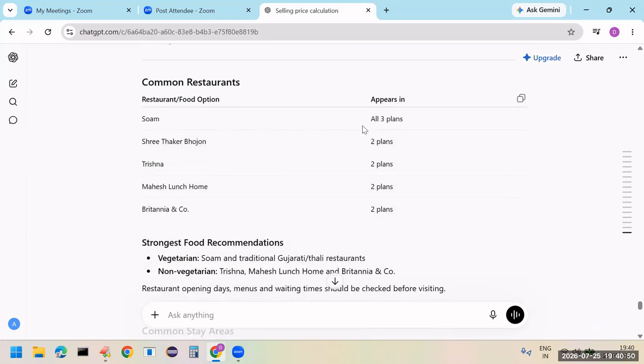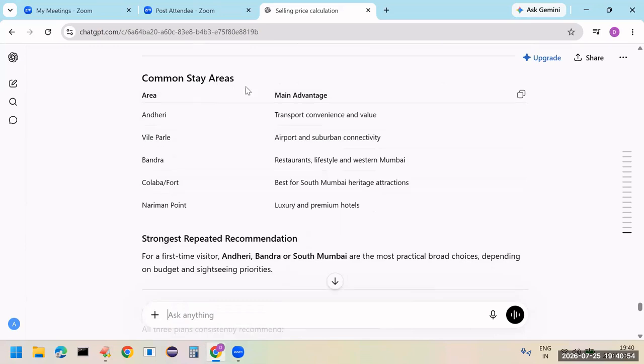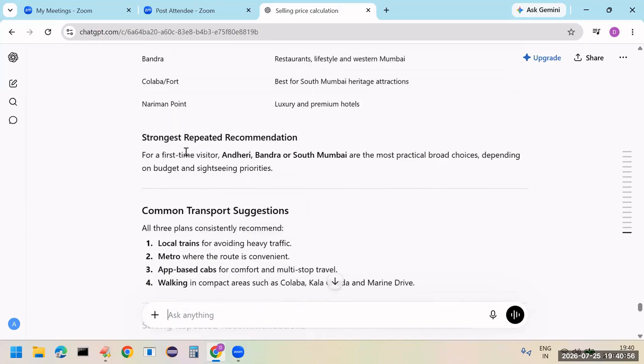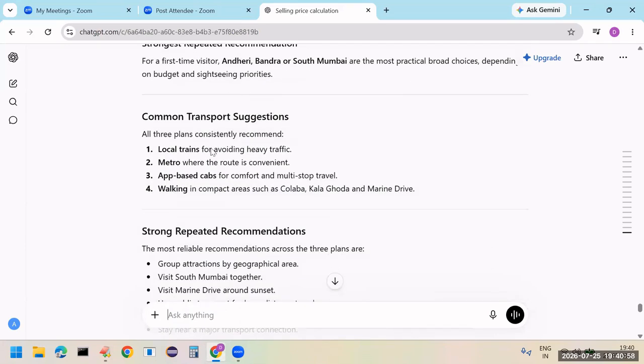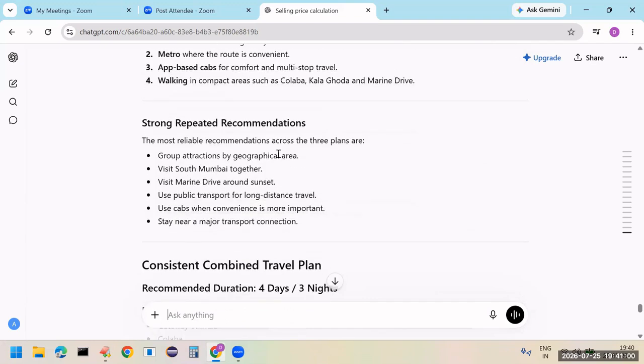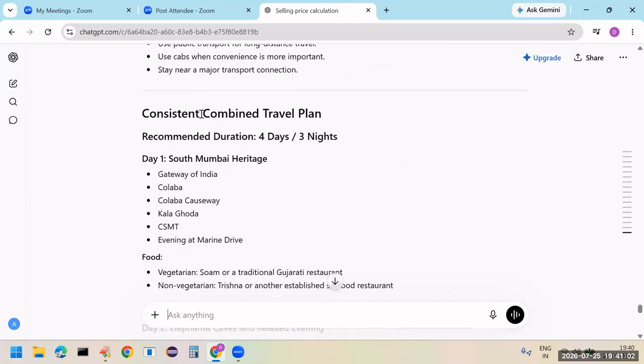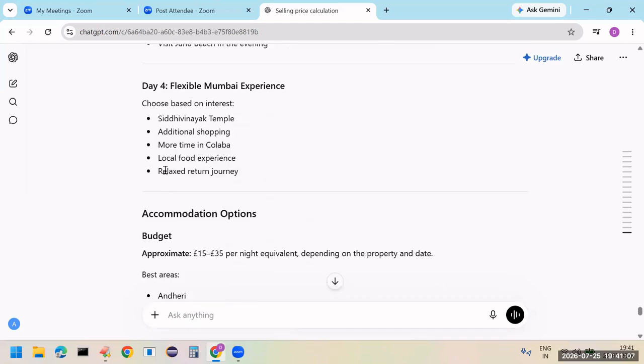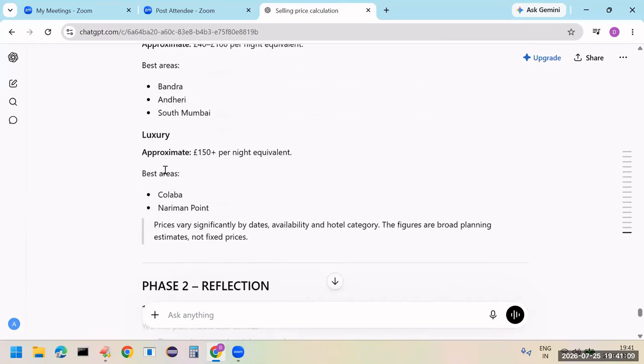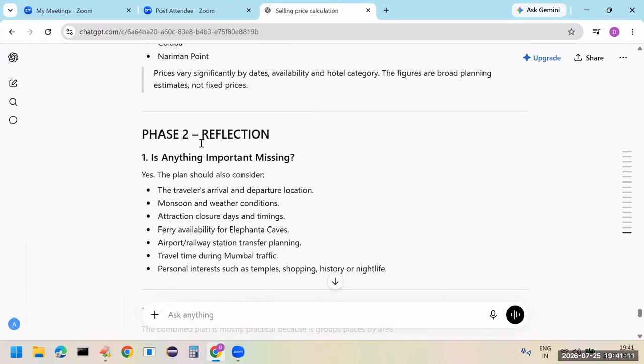Common restaurants. Sir, Som is there in all 3 plans. Now, common stay areas. Strongest repeated recommendation. Common transport suggestions. Now, consistent combined travel plan. Day 1, day 2, day 3, day 4. Accommodation options, everything.